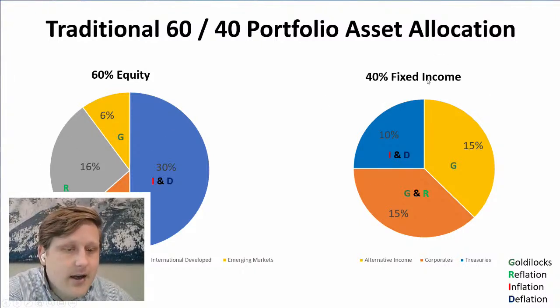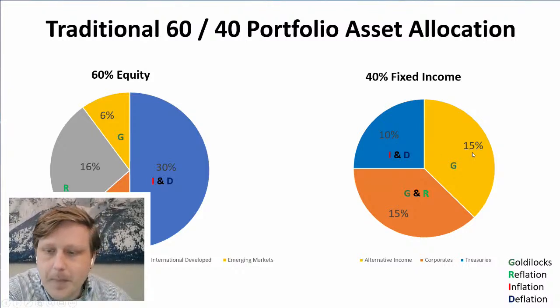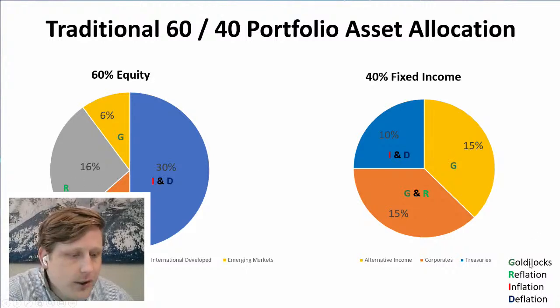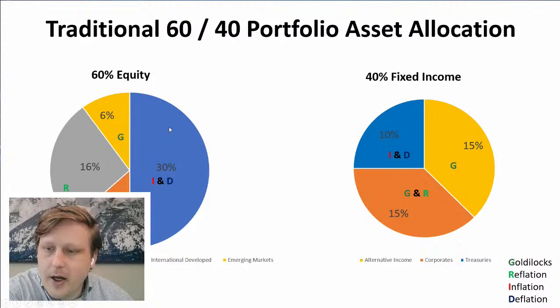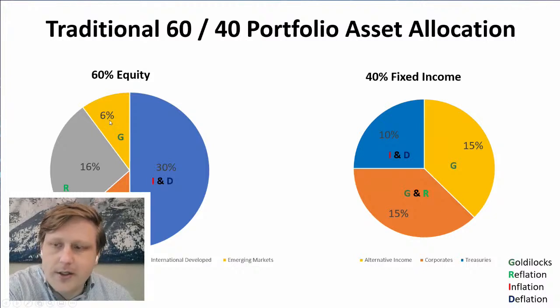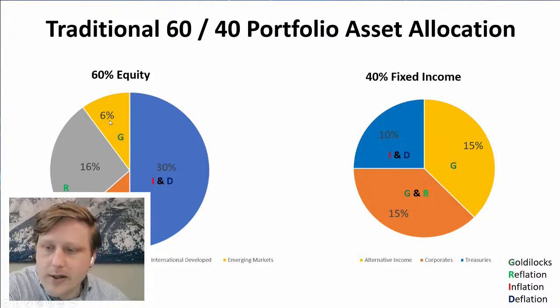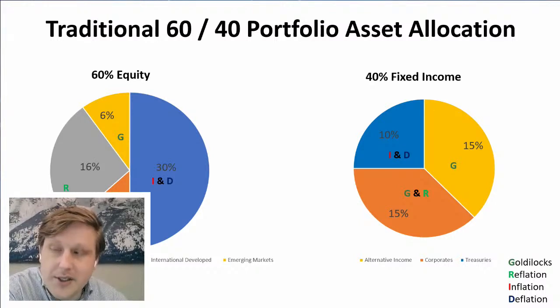On the fixed income side, obviously you're going to have treasuries, you're going to have your corporates, investment grade and high yield, and then your alternative sources of income. I put in here the Goldilocks, reflation, inflation, and deflation categories, depending on where the asset class thrives relative to the growth regimes. So emerging markets obviously do very well in Goldilocks. International developed does very well in reflation, given that the international markets are pretty cyclical. And the small and mid caps obviously do well in Goldilocks.